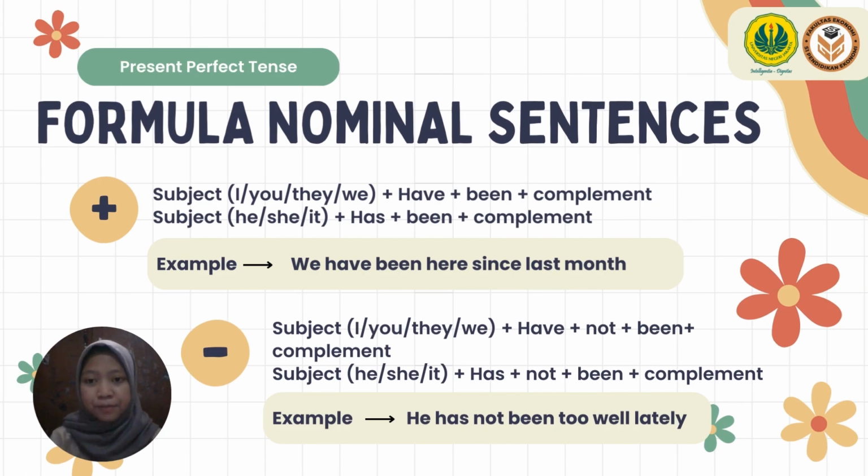There is the formula of present perfect tense, especially the formula for nominal sentences. For the positive sentence, we can use subject I, you, we, they plus have been plus complement, or subject he, she, it plus has been plus complement. For example, we have been here since last month. And for the negative sentence, we can use subject I, you, we, they with have not been plus complement, and subject he, she, it plus has not been plus complement. For example, he has not been too well lately.